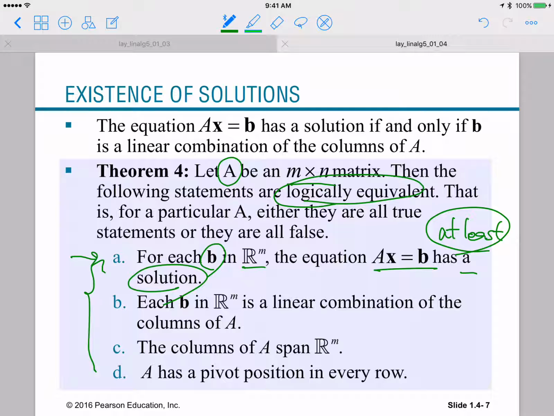So it didn't say it has exactly one solution, right? It didn't say that way. So it means we have at least one solution. And then for any possible B in our space, in those situations, we can always guarantee that our matrix equation has a solution. And this situation is exactly the same as the span of the given vectors already covering the entire space, all the possible vectors B.